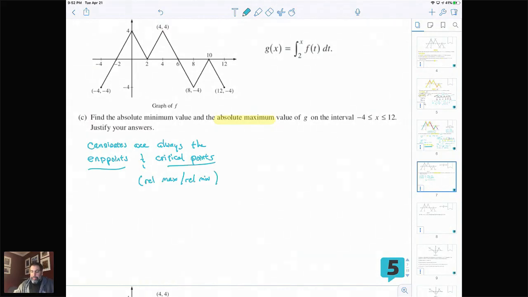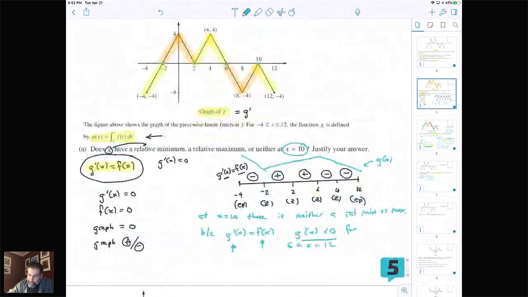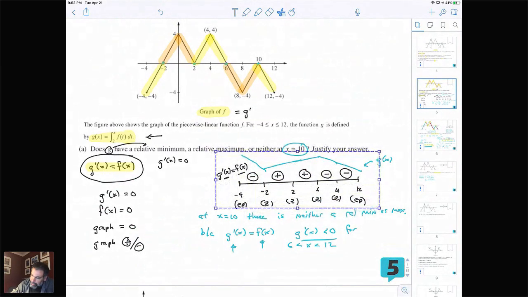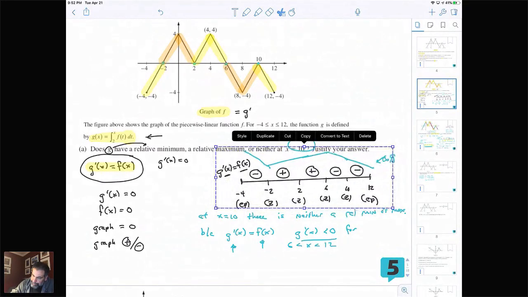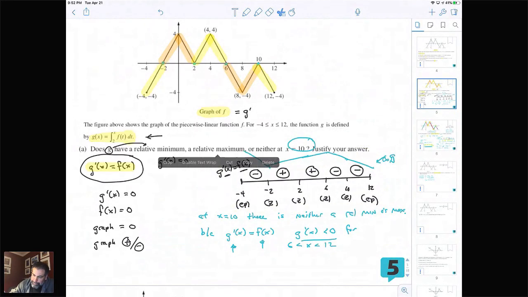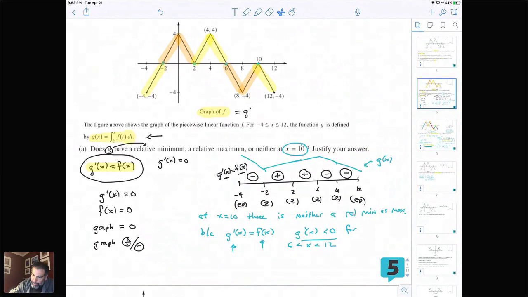So the idea here is to look at this example and then come up with who are the endpoints and who are the relative max and the relative mins. So if you remember, going back to the earlier part of this example, we already did a first derivative number line. We've got this information right here. Let me see if I can copy that and bring it to the other one. We've got all of this information right here.